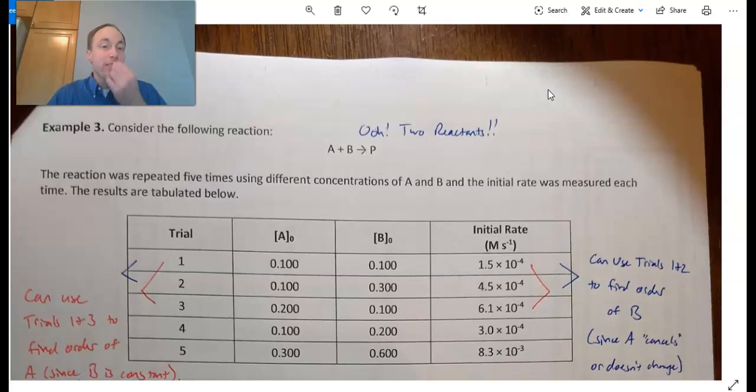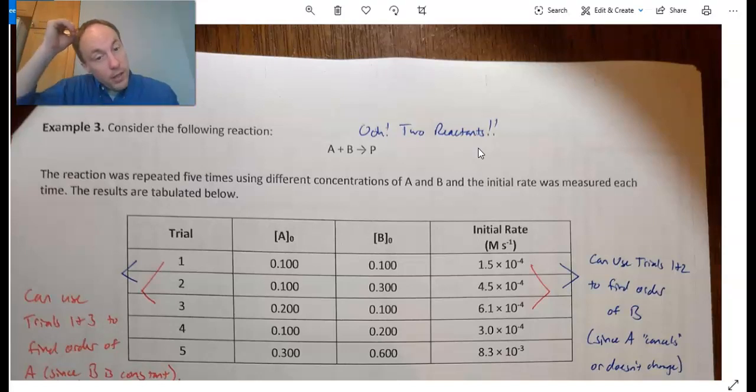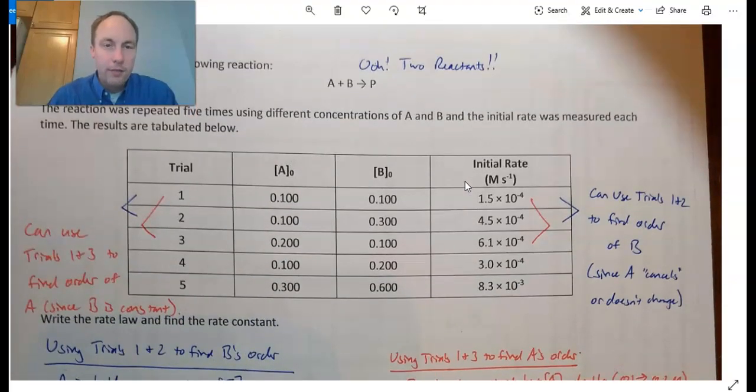Okay, so in this case we have A plus B going to P. So this is kind of like the example we saw in the very beginning on Logger Pro. So we have 2 reactants to work with, and we have a lot of data. And so what we're going to do is look for 2 trials that have the same amount of A but different amounts of B. Then we're going to compare the rates. And then we'll look for 2 trials that have the same B and different A's and compare those rates.